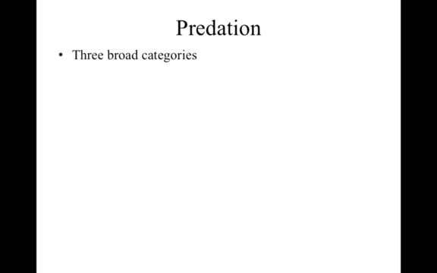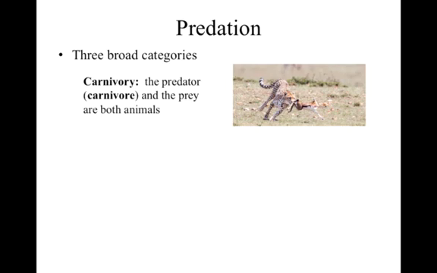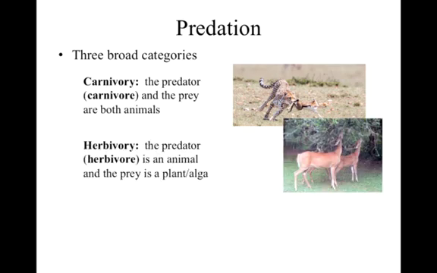So when I think about predation, I can actually consider three broad categories. The first is carnivory. With carnivory, the predator is a carnivore, and the prey is an animal. So both the predator and the prey are animals. Contrast that with herbivory. Here the predator, which we call a herbivore, is an animal, so that's the same, but the prey is not an animal. The prey is a plant or an algae or some other primary producer.